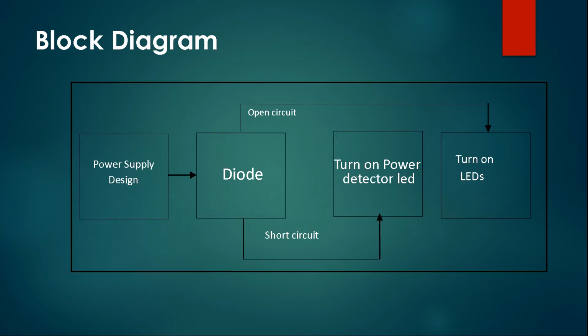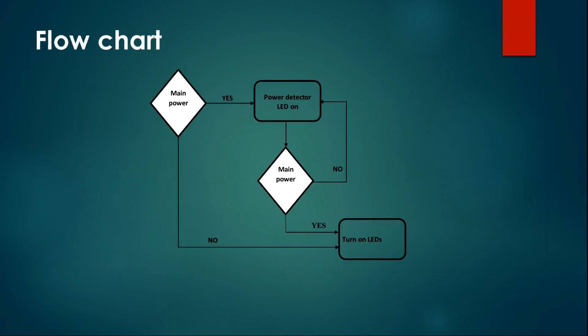And this is the block diagram for the circuit. So, here we have the power supply, and from the power supply we will go to diode. So if it's open circuit, then there is no electricity, then we will turn on the LEDs. But if it is short circuit, so the power is connected, so there is a detector which will turn on another LED, but it is smaller.